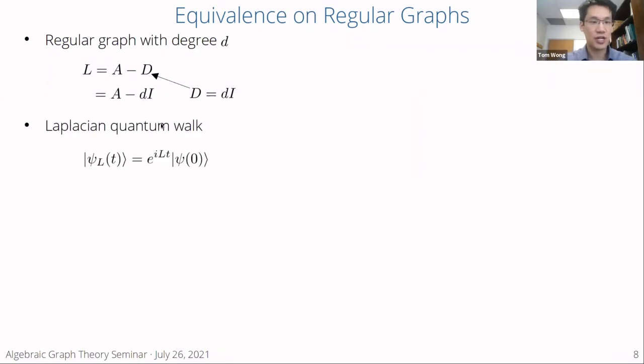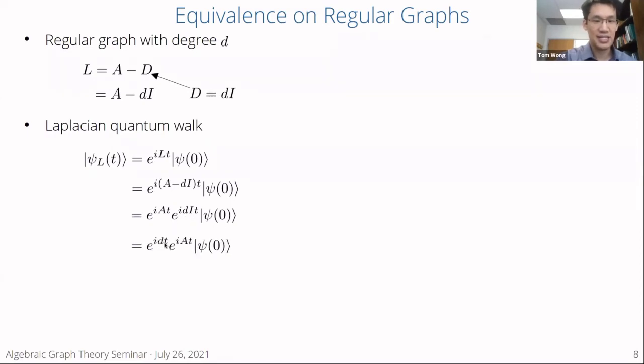So if you look at the Laplacian quantum walk, the state at time t is just e^{iLt} times the initial state. And so if we plug in L as A minus dI, we get this line, just literally plugging in A minus dI. And since the identity commutes with everything, we can write this as two separate exponentials, as e^{iAt} and e^{-idIt}. And then e^{-idIt}, because I is the identity matrix, this is just going to be e^{-idt}, because identity is not going to do anything.